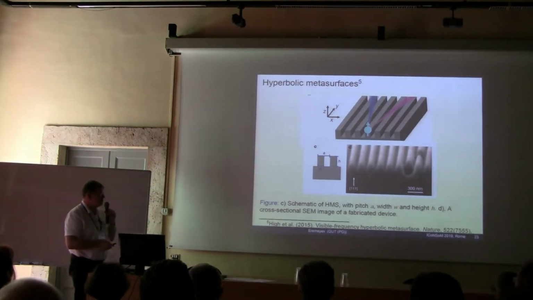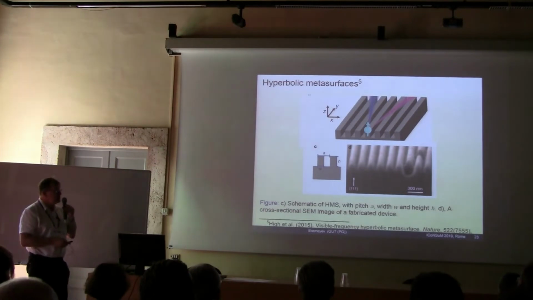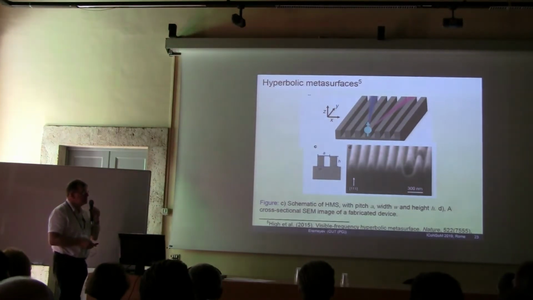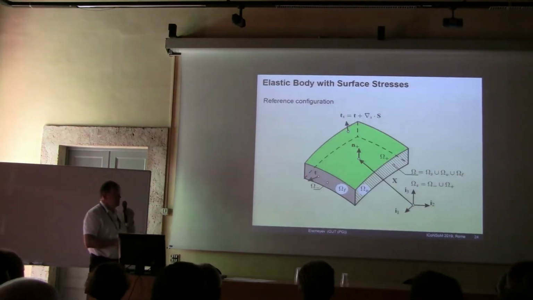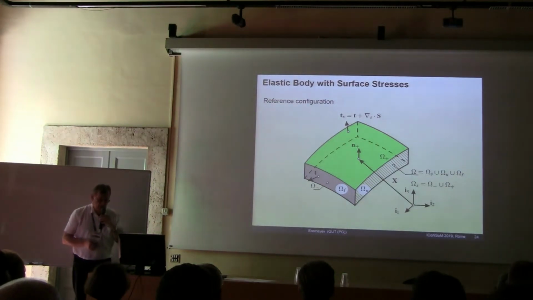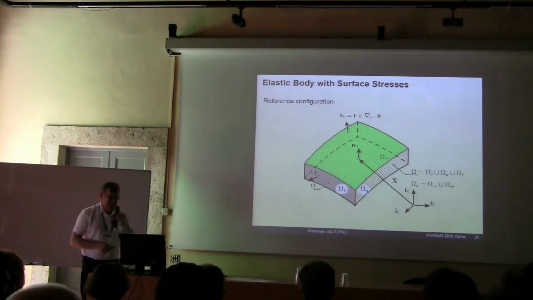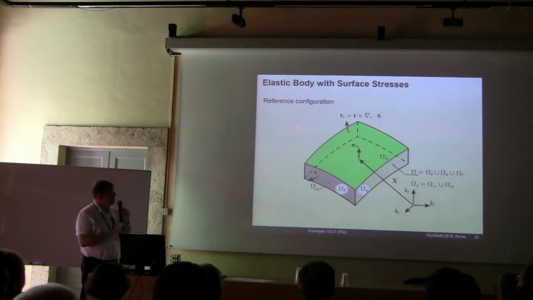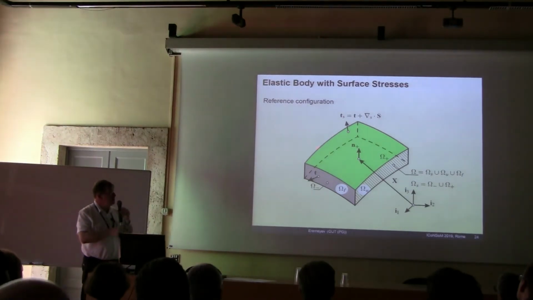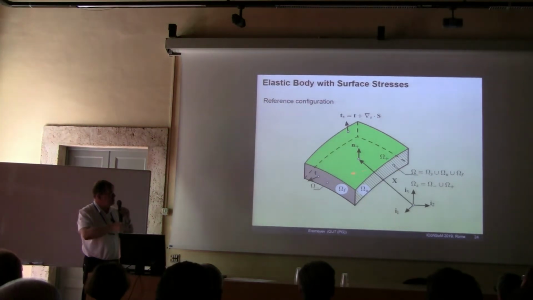So we try to somehow introduce something which should capture such behavior. Okay, now we switch to a less interesting topic, because we have many formulas here. Okay, so we consider an elastic body with surface stresses. Green means surface stresses are present here.